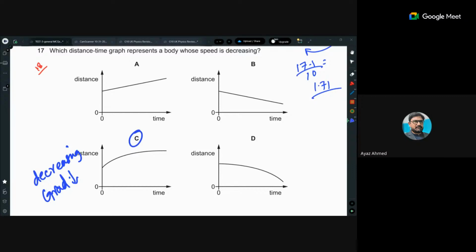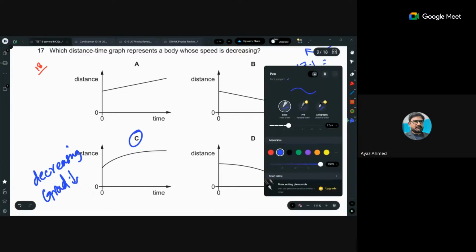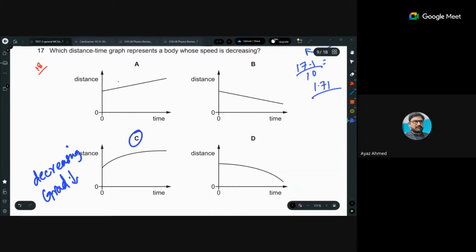Which distance time graph represents the body traveling with a decreasing speed? With decreasing speed. So which body is traveling with decreasing speed? You know, a distance time graph with a constant line is constant speed, right? It is constant speed.